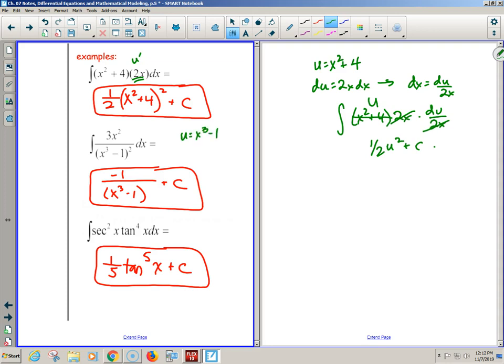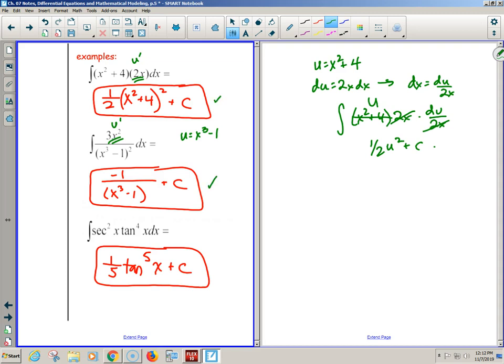What was my u in this one? What's my u prime? Who's this guy? Just u prime. Technically, du is 3x squared dx, but still, u prime fits perfectly. So I can think of this as, oh sweet, it's a 1 over u squared. Ugh, a u to the negative 2. Add 1. U to the negative 1 divided by a negative 1.